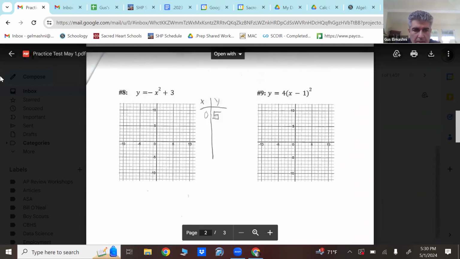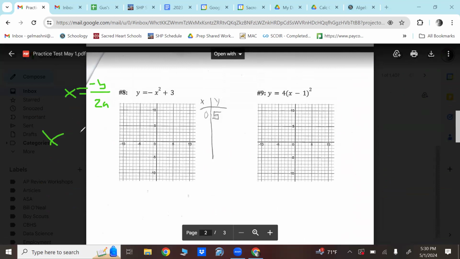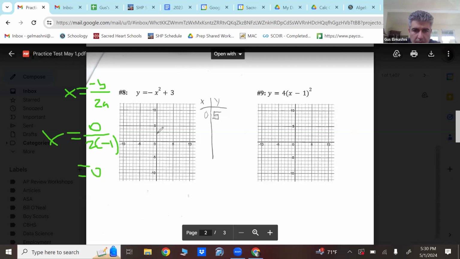Now sometimes, like, this is also pretty easy too. There's no b value, so the x coordinate of the vertex, if you do negative b over 2a, is 0. Plug in 0, you get 3. Plug in 1 and negative 1. I think that should be enough. Now here, you can approach this a little differently.